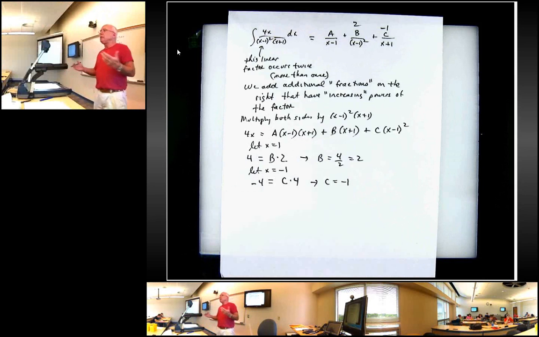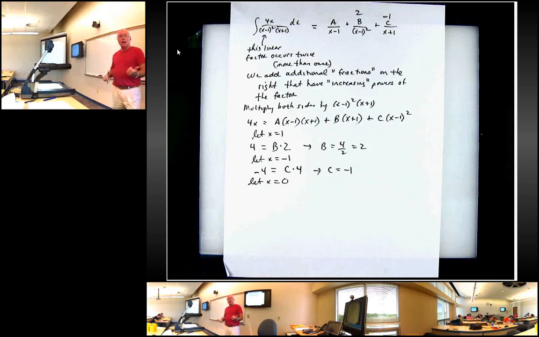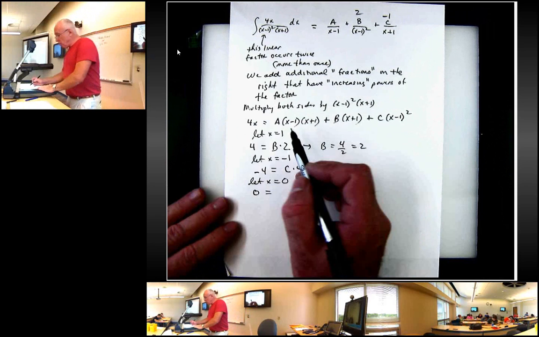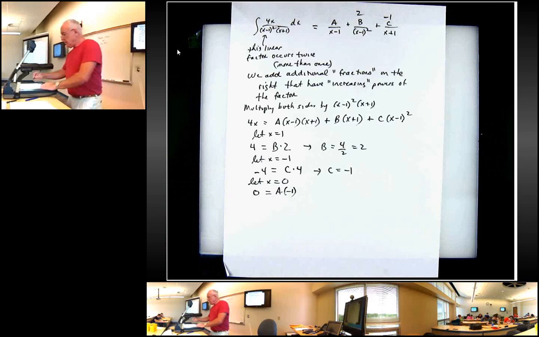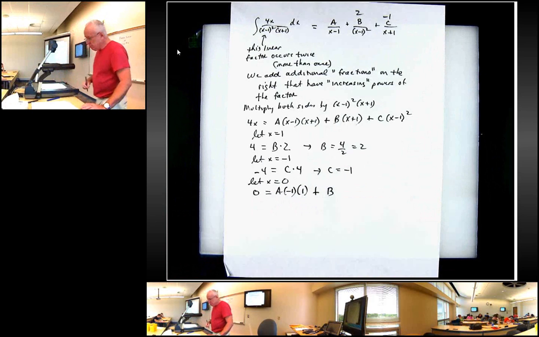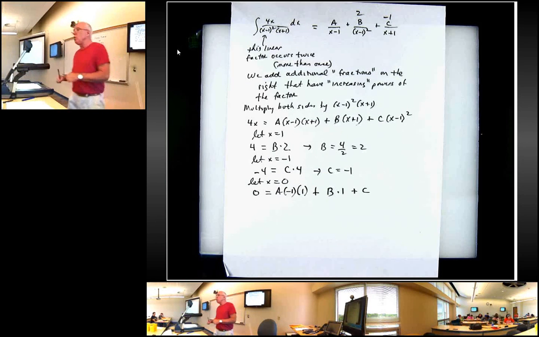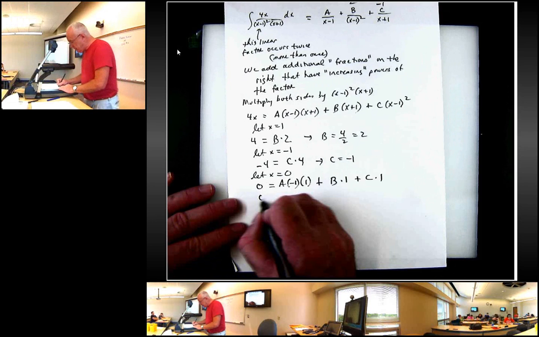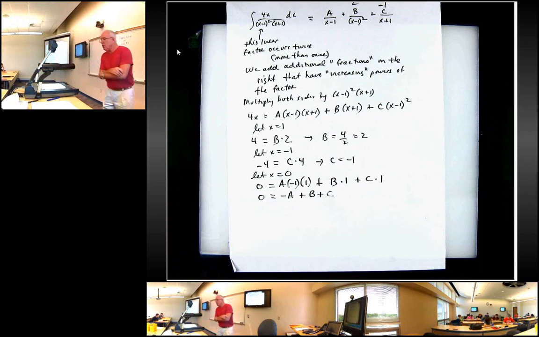I'm just saying, well, let's see what happens if we let x equal 0, say. Okay. Now then, on the left side, we have 4 times x. So if x is 0, our left side is just going to be 0. Now on the right side here, we're going to have a times 0 minus 1, times 0 plus 1, or 1. So we have that, plus b times 0 plus 1, which is going to be a 1, plus c times 0 minus 1, which is negative 1, but negative 1 squared is a positive 1, so I have a 1 there. So what I have here basically is 0 is equal to, that first term becomes a negative a, plus b plus c.